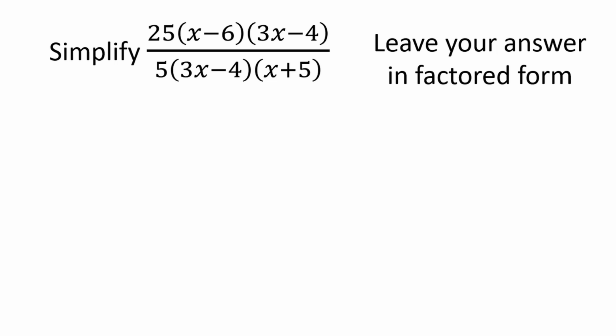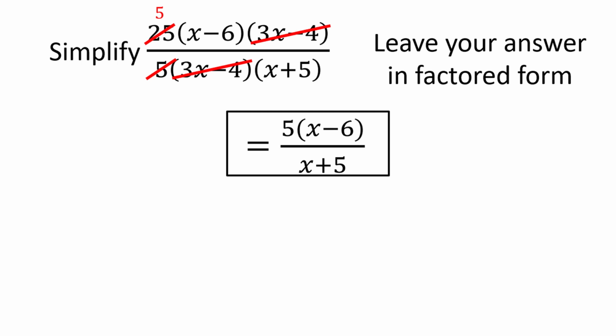All you need to do is look for pieces on the numerator that can be simplified with similar pieces on the denominator. For example, the constants of 25 and 5 can be reduced to 5, as 25 divided by 5 is equal to 5. Next, we notice that we have the same factor of 3x minus 4 on the numerator and denominator, so they will cancel each other out. We are left with 5 times (x minus 6) divided by (x plus 5).